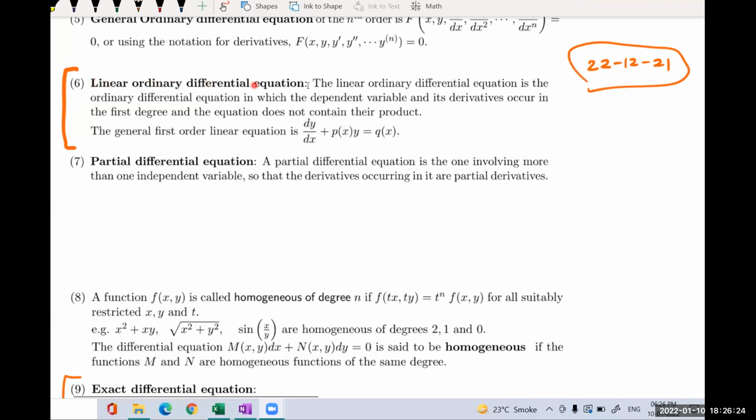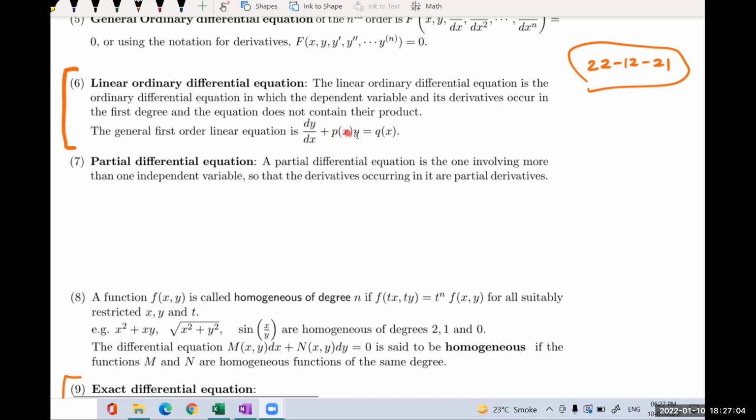Now a linear ODE is an ordinary differential equation, that means dependent and independent variable only one, in which the dependent variable and its derivatives occur in the first degree and the equation does not contain their product. So the general first order linear equation is dy/dx plus p of x into y is equal to q of x. So y is your dependent variable, so only the first order derivative of y is there. The p of x is any function of x, q of x is any function of x.